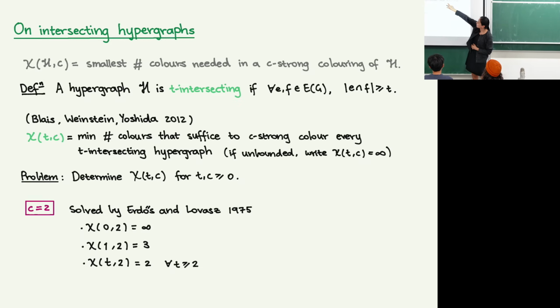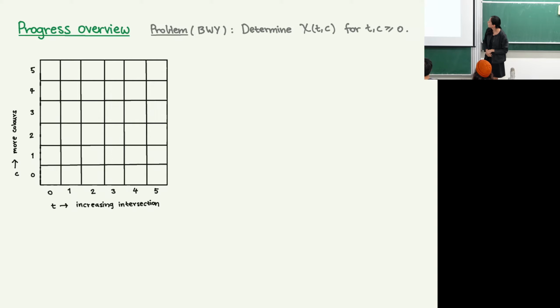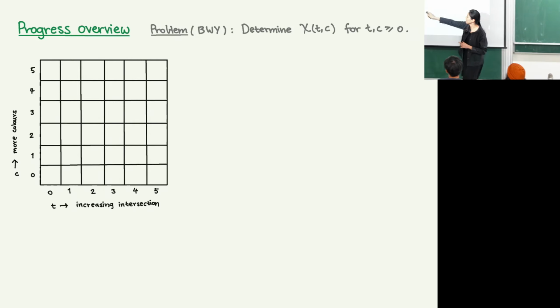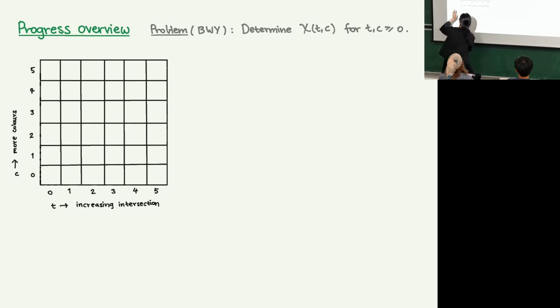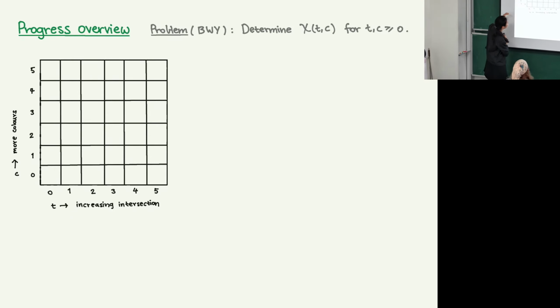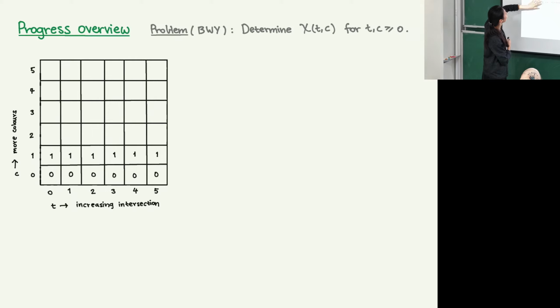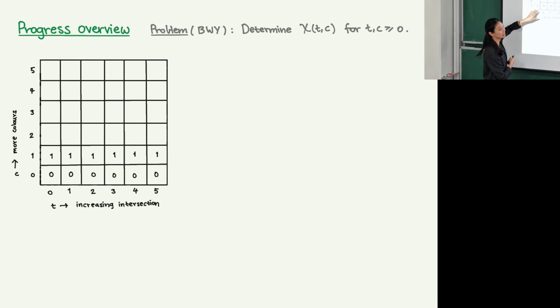When Blais, Weinstein, and Yoshida introduced this problem, they also were able to say something about the values. So let me go over the progress of what we know. I'm going to summarize it in this table. Basically, I have my c going up, which is more colors. In this direction, we increase the intersection size. And I'm going to fill in the numbers for chi_{t,c} in the middle. So 0, 1 are kind of trivial cases. Let's just say we don't need any colors to get no colors, and 1 color to get at least 1 color per edge. The observations we saw before fill out this row. We have infinity, 3, and then 2 going on forever.